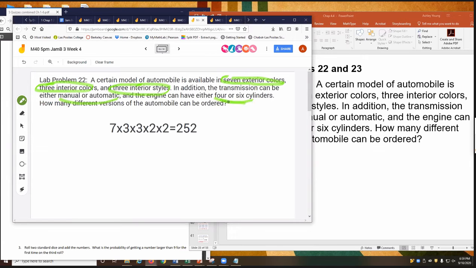It's not 4, it's 4 cylinders is like one choice. 6 cylinders is another one. So altogether, we're making 5 different choices. 1, 2, 3, 4, 5.